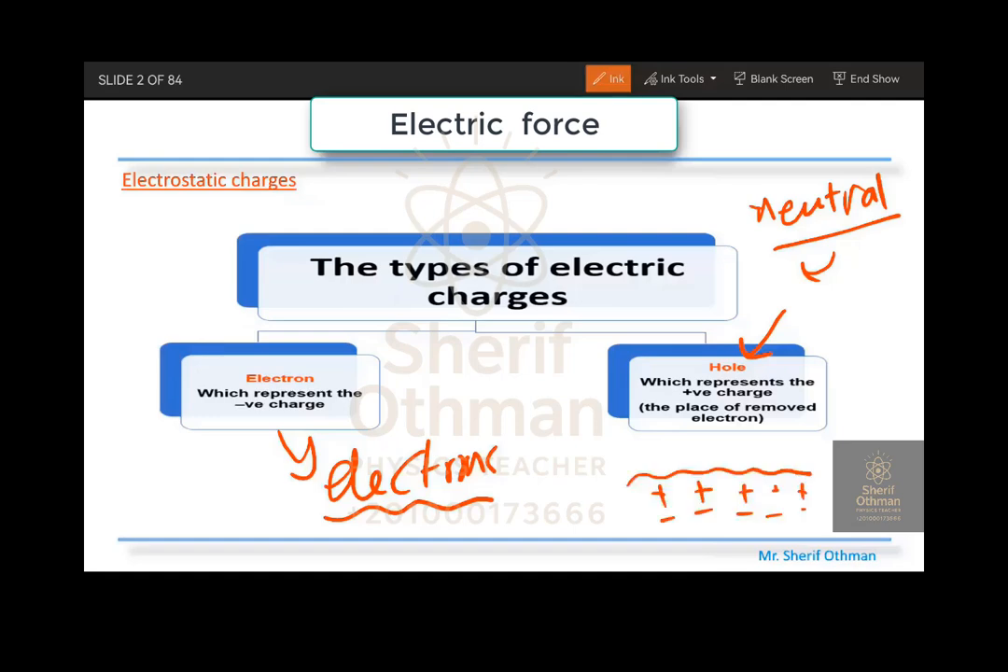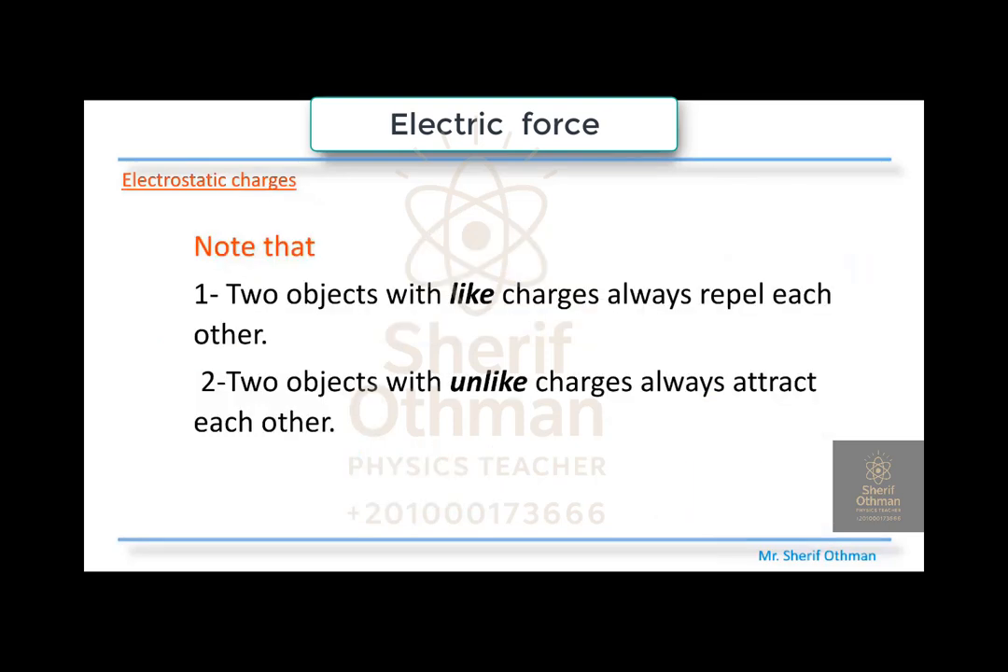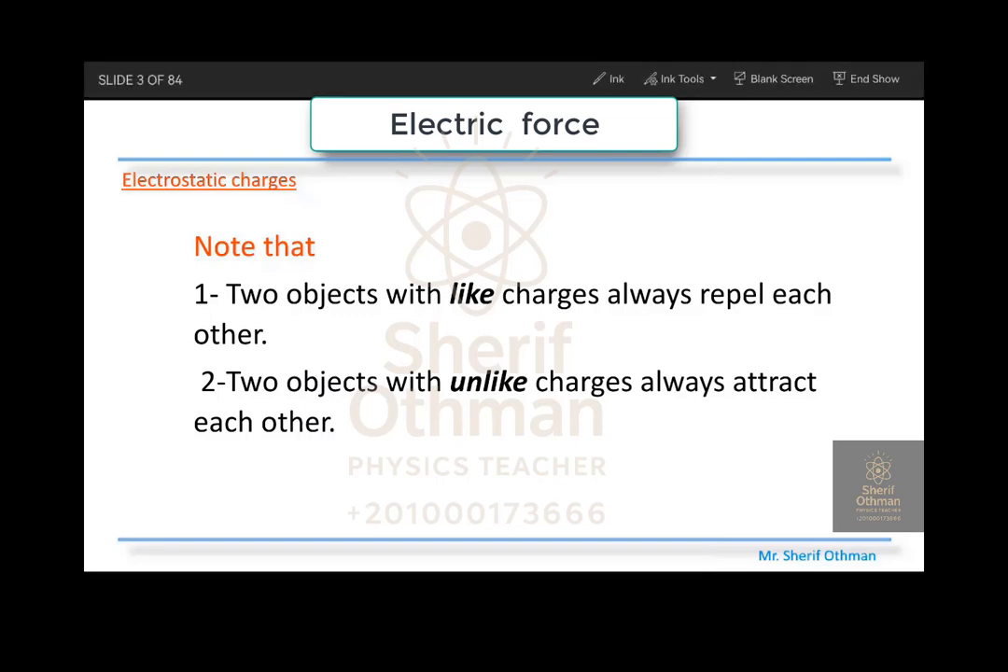Let's say that we have an object which is already neutral. By removing negative charge from this object, the only remaining one will be positive. So we call it positive charge or hole as a result of removing electron or negative charge. Like charges repel each other and unlike charges attract each other. So if we have positive charge with positive charge, they are going to repel each other. If we have negative charge and negative charge, they are also going to repel each other. But if we have positive charge with negative charge, that means they are going to attract each other.